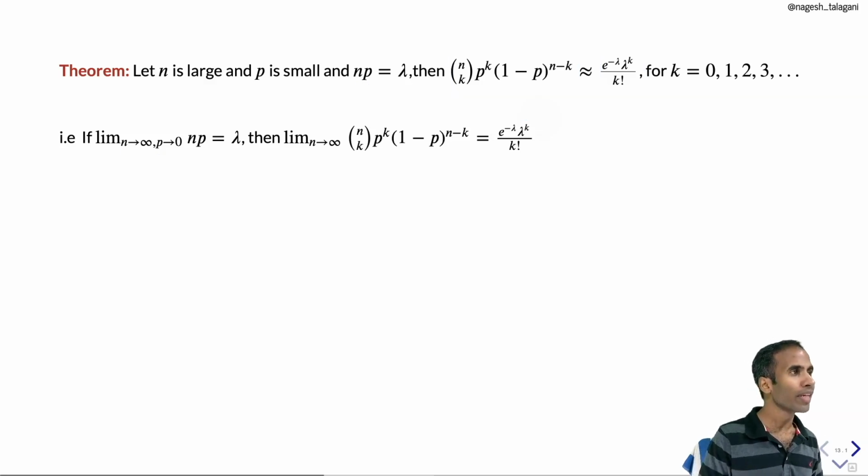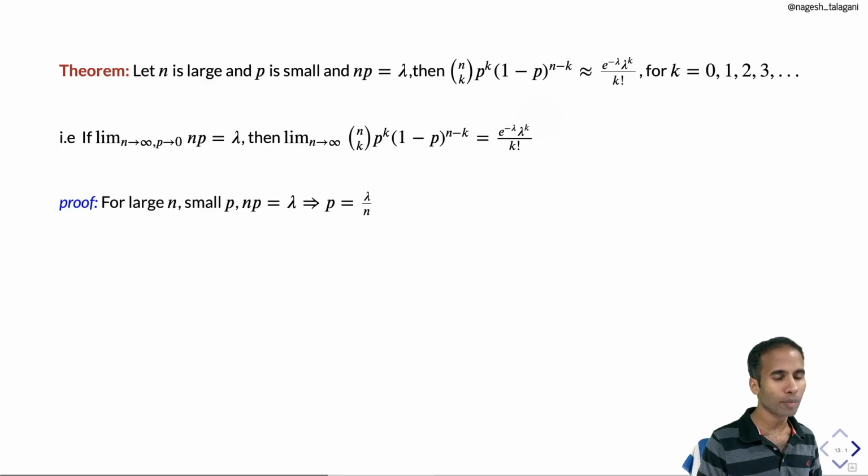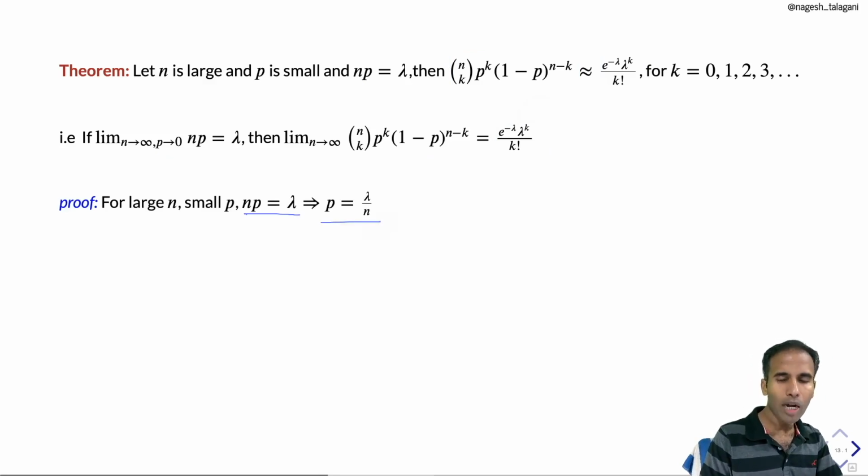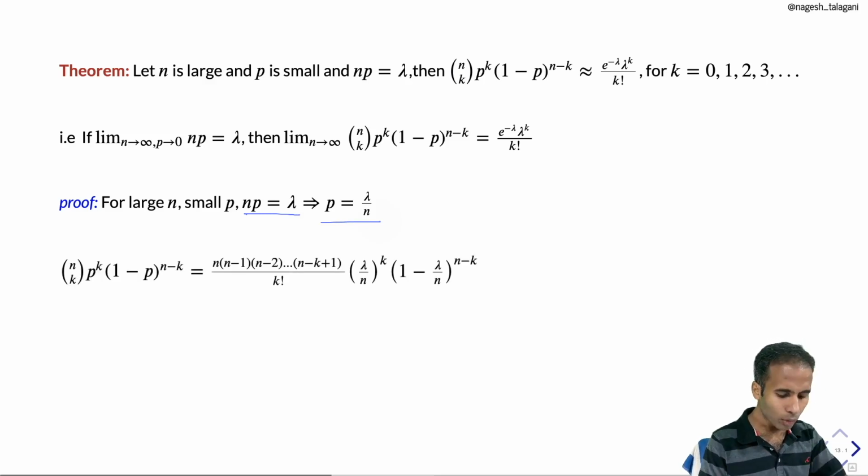So what is given here? n is large and p is small and np equals lambda. That implies p equals lambda by n. With this relation, as n goes to infinity, obviously p goes to 0. Fine. Let us start with the binomial PMF here, which is n choose k p to the power of k, 1 minus p to the power of n minus k. n choose k is nothing but n P k by k factorial.